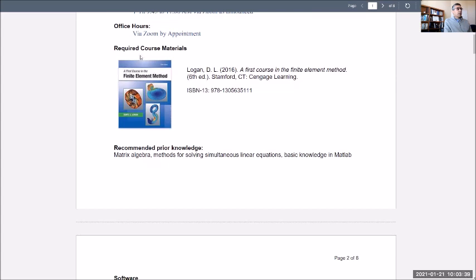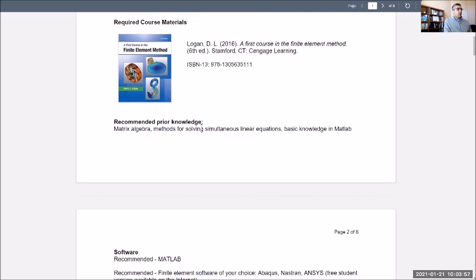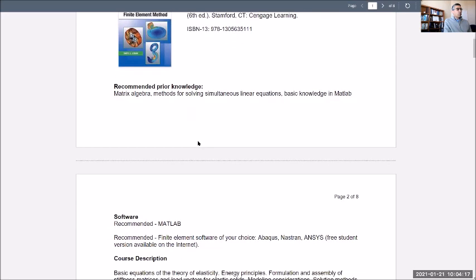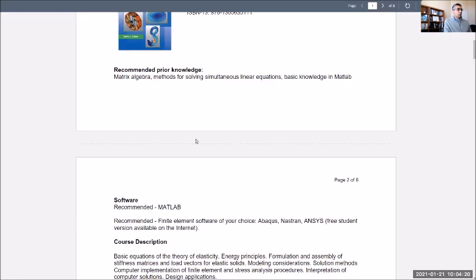As far as required course material, I'll be using the textbook, A First Course in the Finite Element Method by Logan, published by Cengage Learning. And this is the 6th edition that I have. Recommended prior knowledge is matrix algebra, methods for solving simultaneous linear equations, and basic knowledge of MATLAB. During the first week, you're going to be expected to review some of this matrix algebra from the appendices of your book, as I'm going to show you shortly.